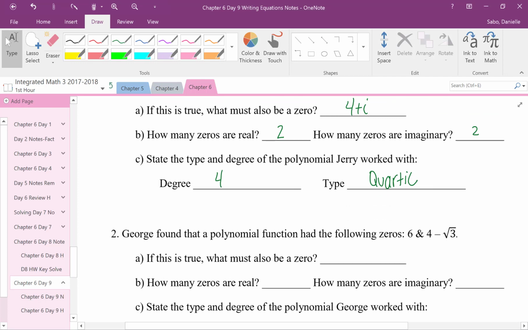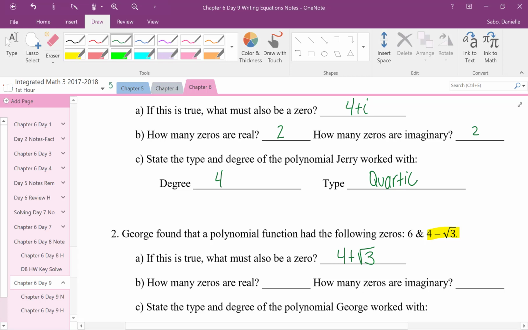George found that a polynomial function had the following zeros: 6, 4 plus radical 3. Right here is going to be the situation where I have that irrational conjugate theorem. So if I have 4 plus radical 3, what must I also have? 4 minus radical 3. Very good. So now, how many real zeros do I have? Are you sure? I have 3. These aren't imaginary. They're real. They don't have an i in them. They're still real. That's the trick there, so don't let it trick you.